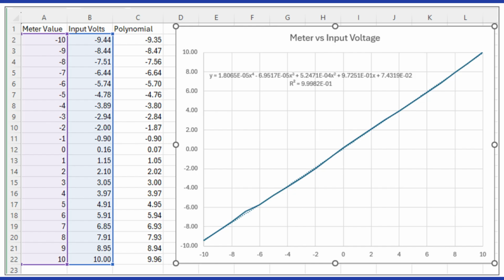Apply and record an input voltage that causes the meter to deflect to minus 10, minus 9, minus 8, etc. to plus 10. Enter the data in a spreadsheet. Insert an XY plot. Generate a trendline polynomial. Test the fit by applying meter values minus 10 to plus 10 as inputs to the polynomial. Record the polynomial coefficients.